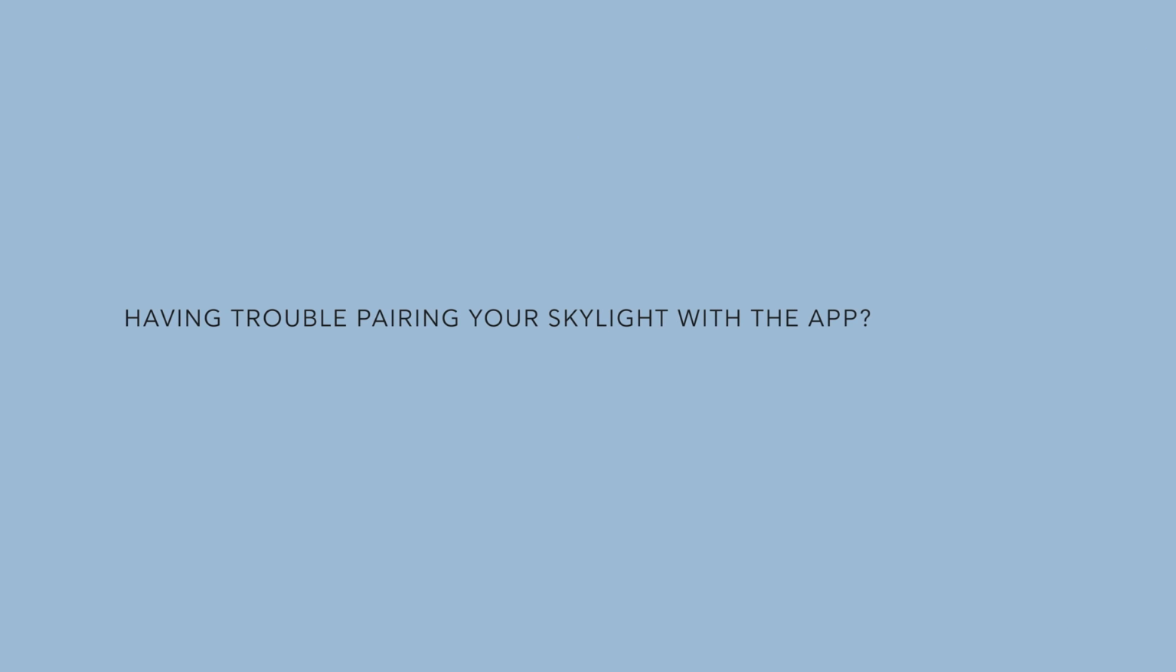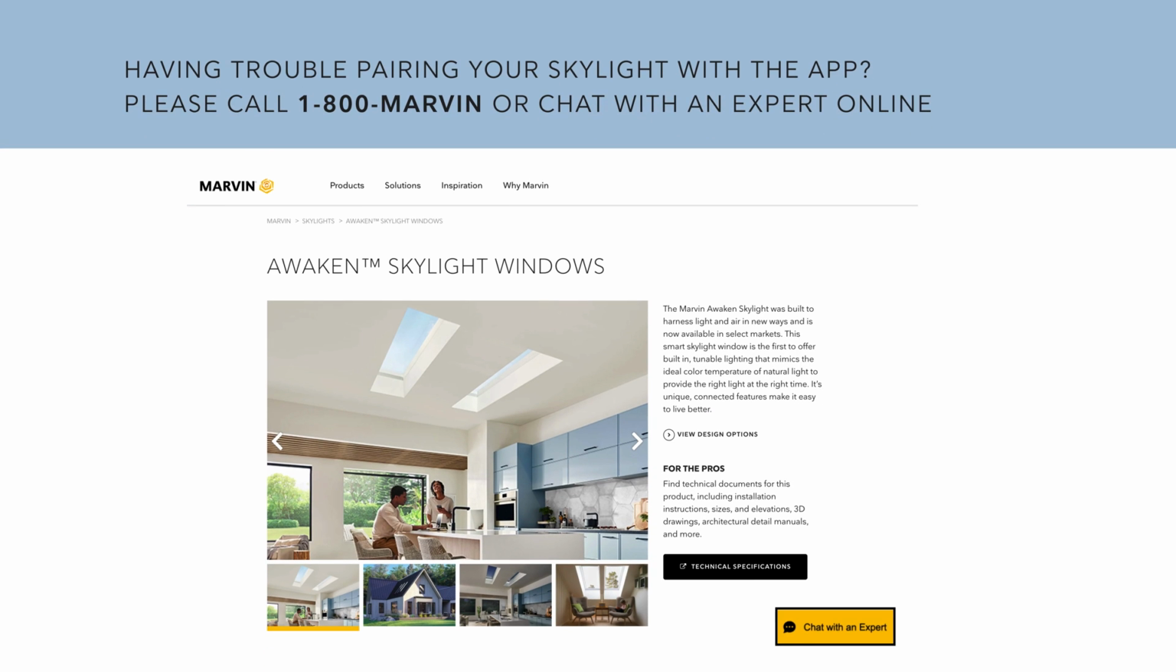If you're having trouble pairing your Skylight with the app, please call 1-800-MARVIN or go online to chat with an expert.